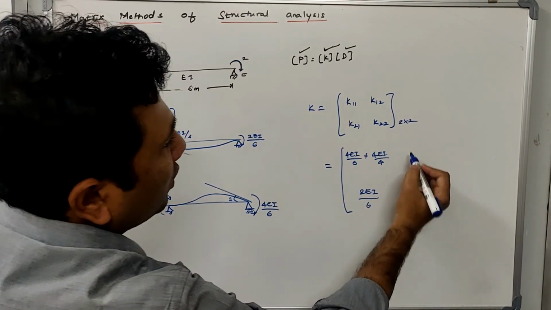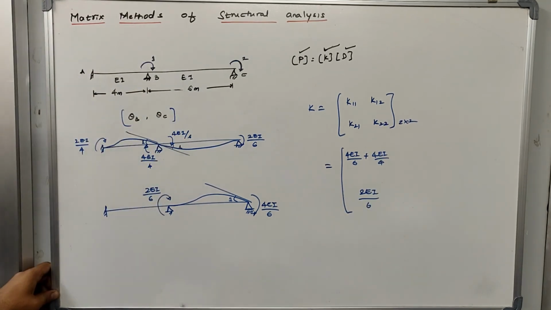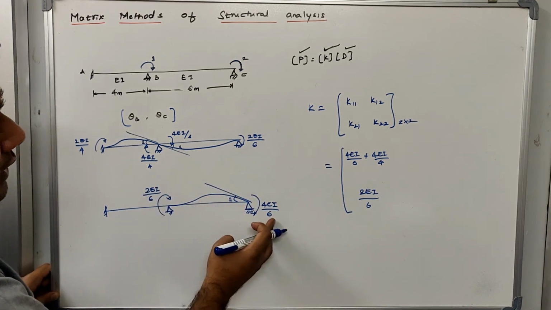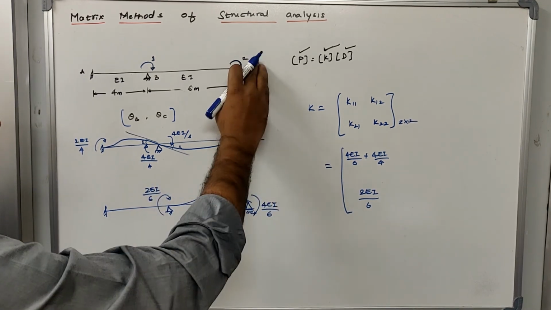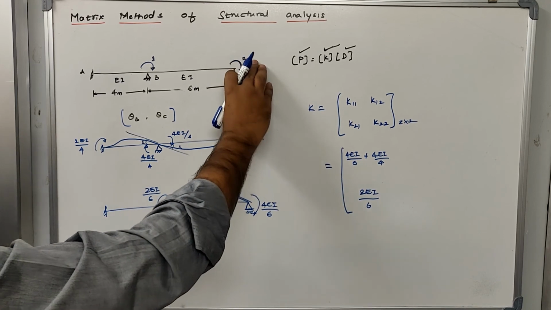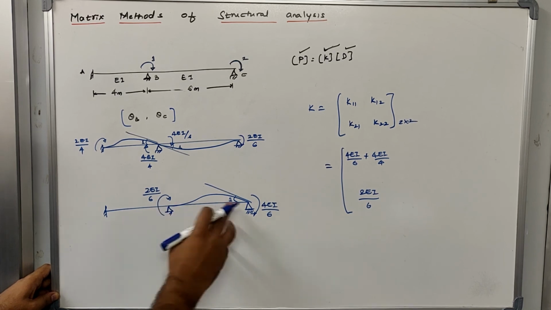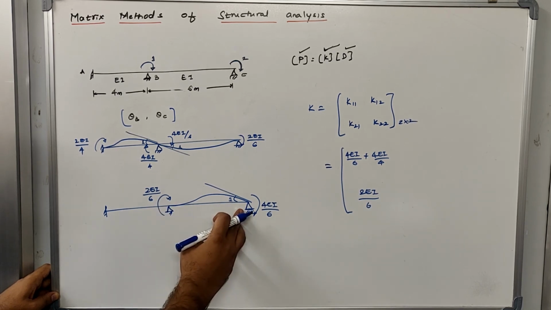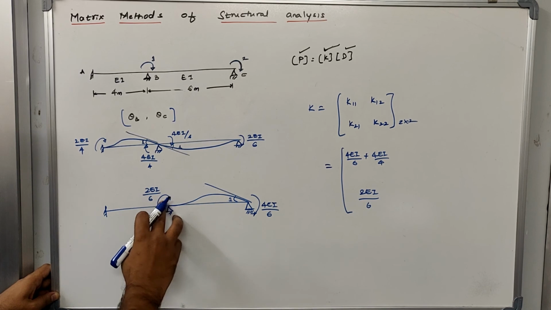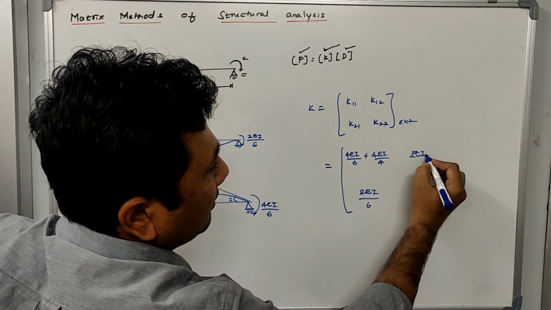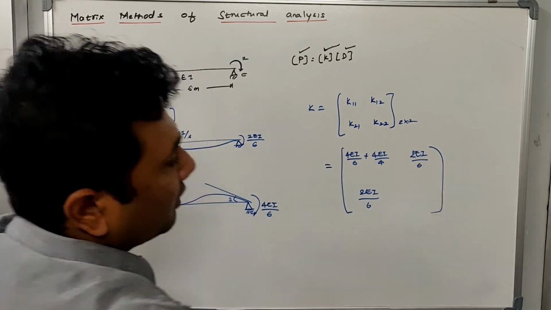Now we will go to K12. What is K12? K12 represents how much force is created at the first coordinate if I apply the unit rotation at joint C, which is the second coordinate. So this is your first coordinate. At the first coordinate, because of the unit rotation at the second coordinate, the force that is created here is 2 EI by 6.